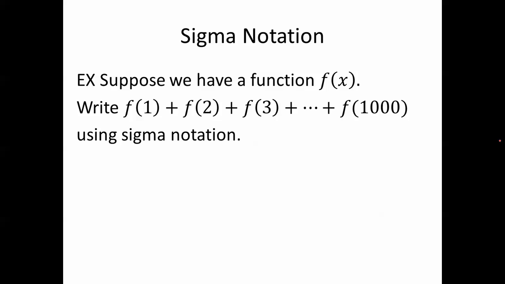Okay, now suppose we have a function f of x. Write f of 1 plus f of 2 plus f of 3 plus dot, dot, dot, plus f of 1,000 using sigma notation. That would be the sum as n goes from 1 to 1,000 of f of n.